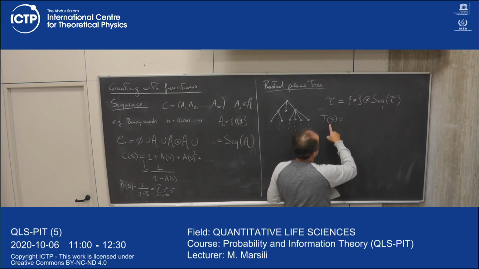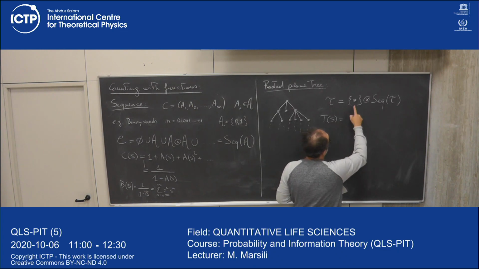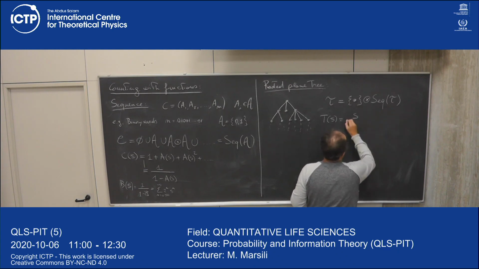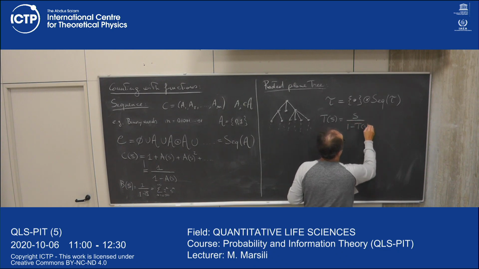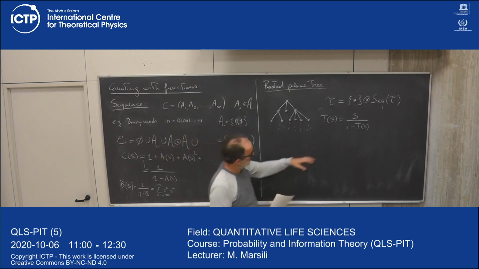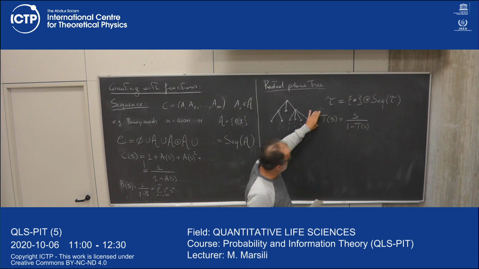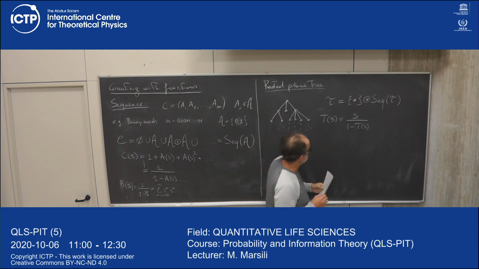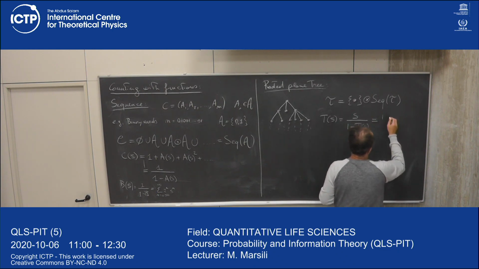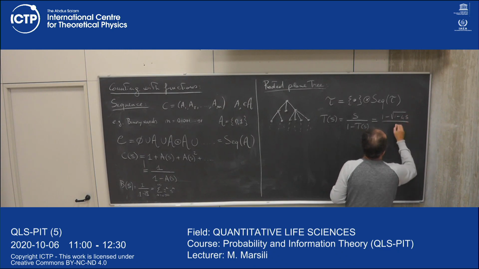So the generating function of T is equal to the generating function of this, which is just S, times the generating function of the sequence of T, which is 1 minus T of S. If you multiply this on this side, again you get a quadratic equation for T of S. You can solve it, and there are again two roots, but you have to choose the right one, which is given by this.